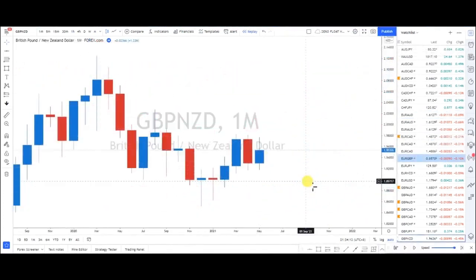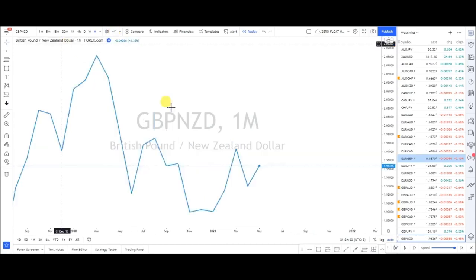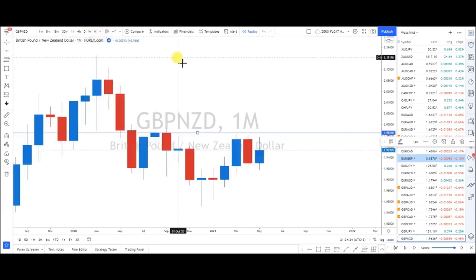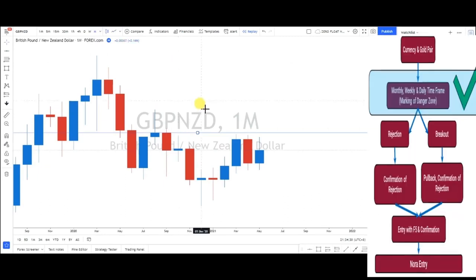Okay, guys, let's look at the second example. In this case, this is the GBP NZD on the monthly time frame. So let's change to the line chart. Okay, we can see here this is a resistance. Since this is a monthly time frame, we do not require second movement. Okay, so first we need to mark the danger zone. So what's the first step? We go to the monthly, weekly, or daily time frame. So this is the monthly time frame.